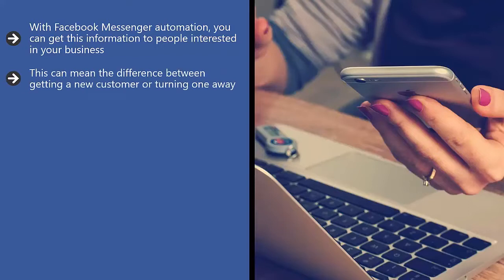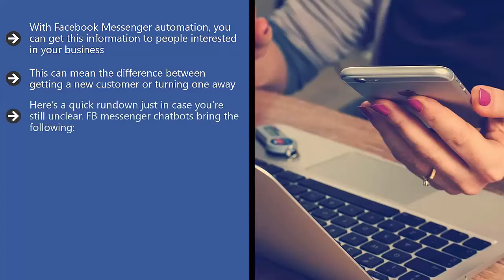This can mean the difference between getting a new customer or turning one away. This can also mean the difference between retaining your current local customer base or losing them to your competition. You don't want to get left behind. Facebook Messenger marketing is the next big thing. It's relatively new, and that's why it presents a golden opportunity for businesses, whether purely local, regional, or purely online, to establish or expand their online user base.